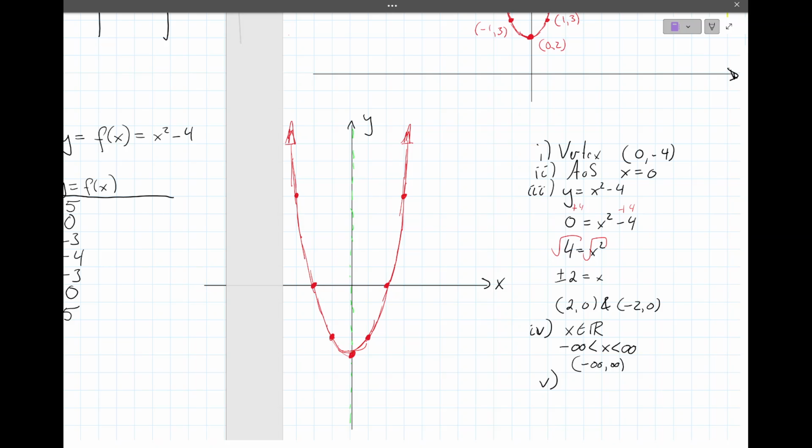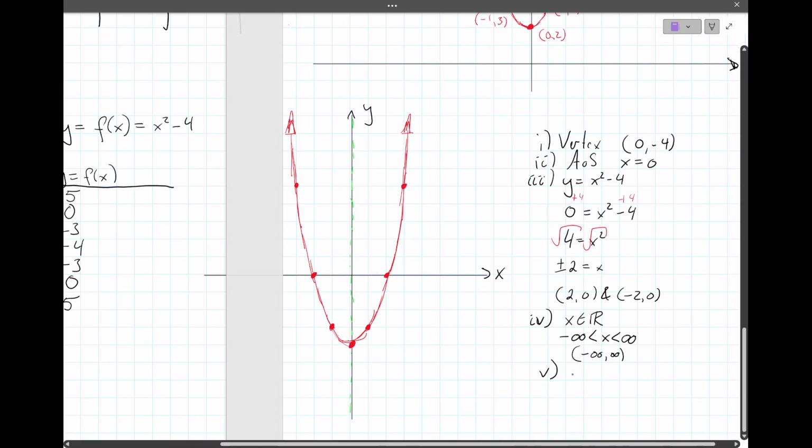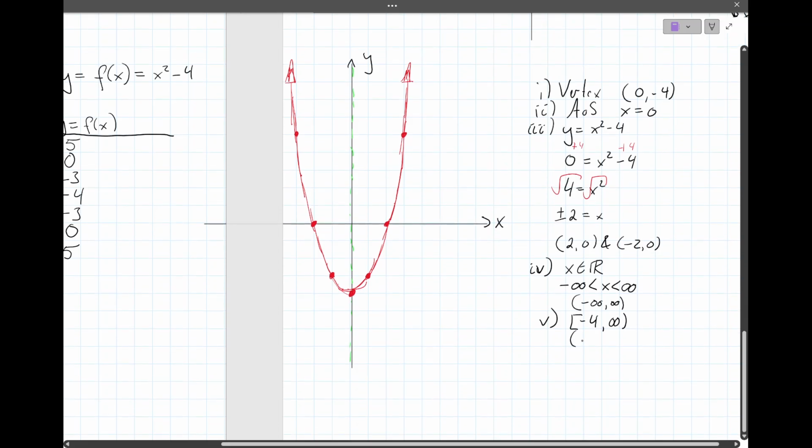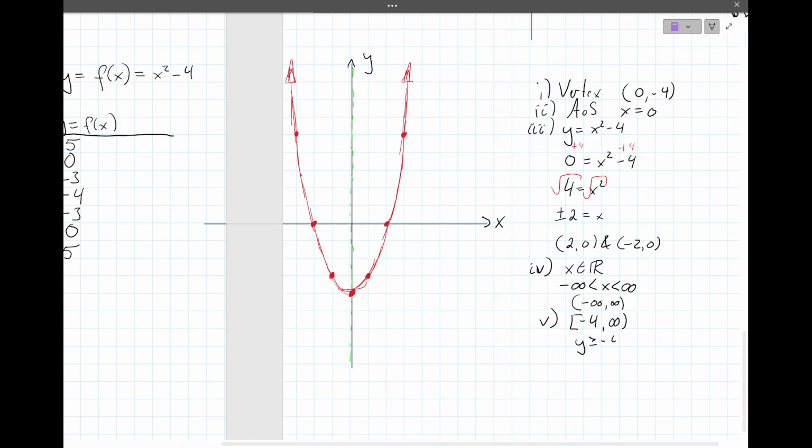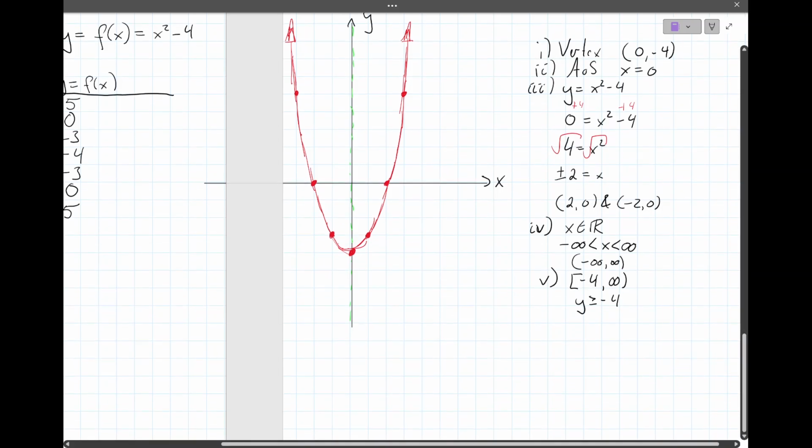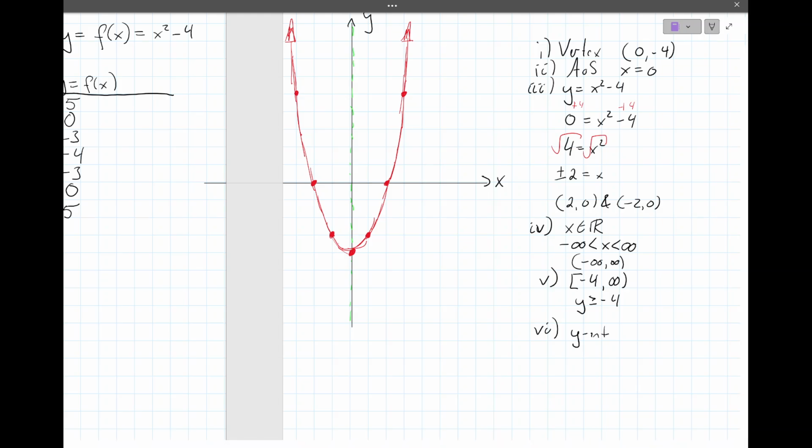And then range, when I'm thinking of range, well, the lowest value is -4, and then it keeps increasing forever. So that's either -4 to infinity, or you could also say y is greater than or equal to -4. And then lastly, our y-intercept, we should consider that as well. That y-intercept, y-int, happens at 0, -4.